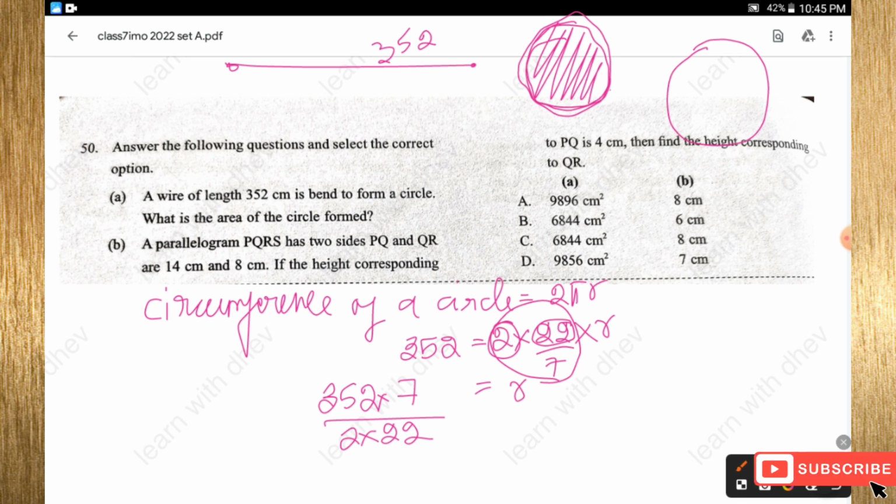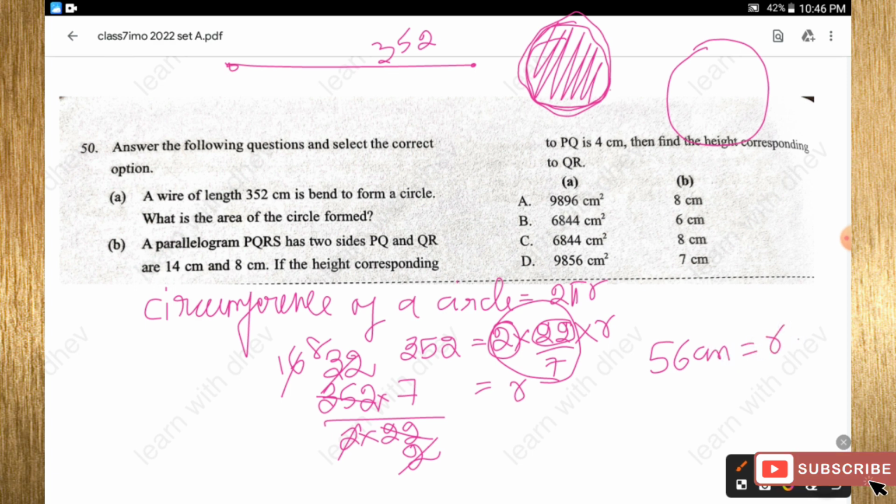So most probably the pi value is 22, no? Most probably all the numbers which are given for area or circumference, whatever it is, will go in the 11 table. So we'll try the 11 table directly. So 352, 22 will go 32 times. Again, it will go 2 times. Again, 32 will go 16 times. And we'll cancel this 16 with 2 for 8 times. So finally, we'll be getting 56 centimeter, that is the radius.